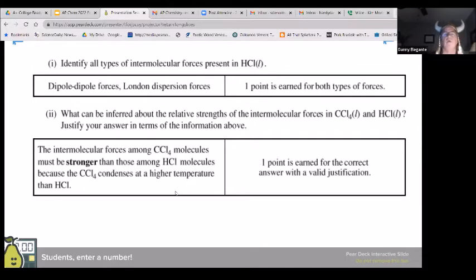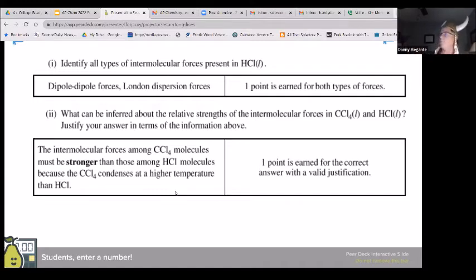Very important. And then this next point was probably the hardest point to get, just because you have to kind of reason your way through. So CCl4 has to be stronger. And all you had to say was because CCl4 condenses at a higher temperature than HCl, right? So you're saying that CCl4 is stronger because it condenses at a higher temperature than HCl. Or you could have said that HCl condenses at a lower temperature than the CCl4. So some kind of reasoning like that.